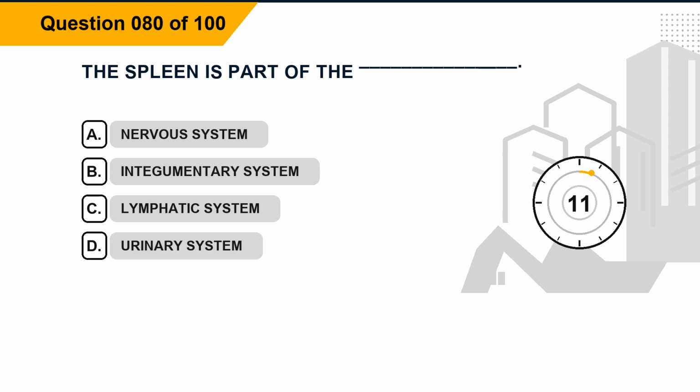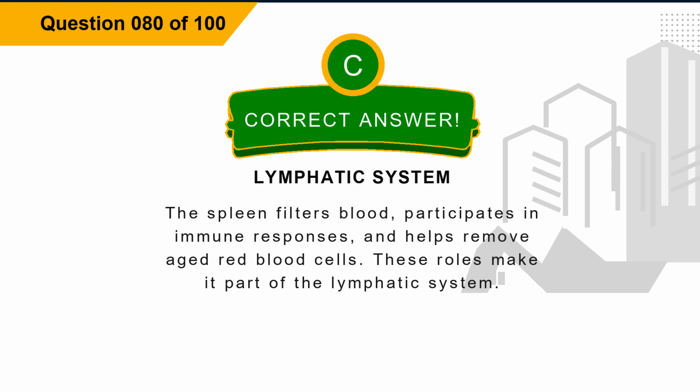Question 80. The spleen is part of the blank. Option A, nervous system. Option B, integumentary system. Option C, lymphatic system. Option D, urinary system. The correct answer is option C, lymphatic system. Explanation. The spleen filters blood, participates in immune responses, and helps remove aged red blood cells. These roles make it part of the lymphatic system.